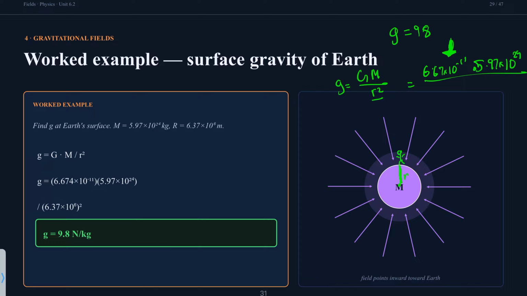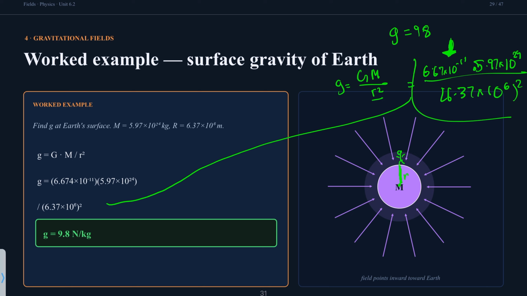Okay, so you're the radius of the Earth away from the Earth's center of mass. So then it becomes 6.37 times 10 to the 6, squared, right? And once you compute that, you'll arrive at 9.8 Newtons per kg, or you could say meters per second squared. And that's where we got our little g from.